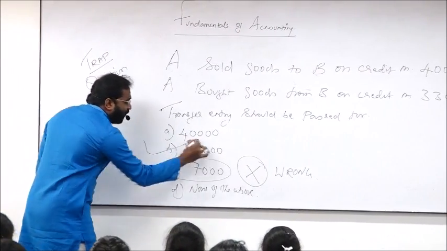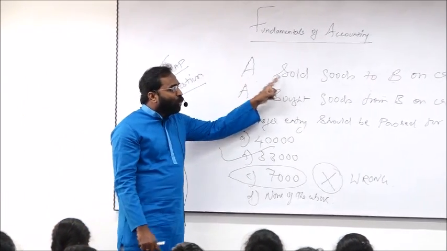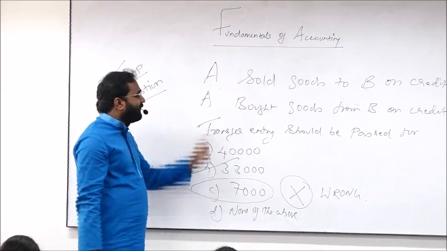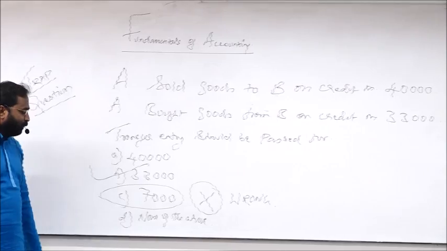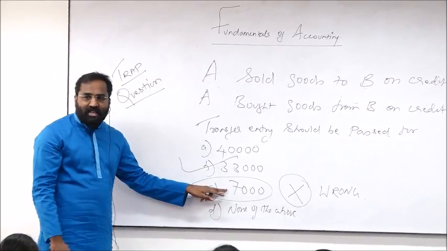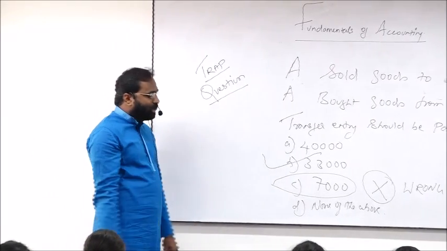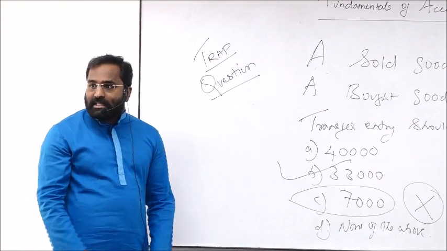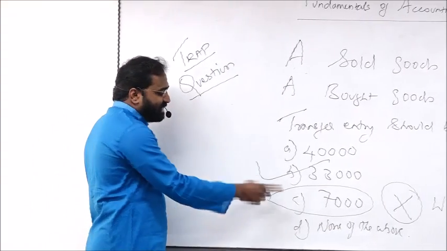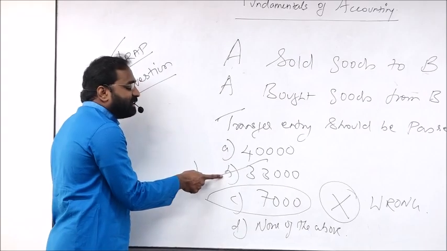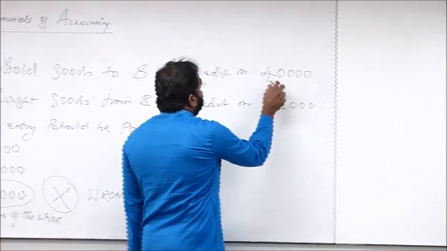Transfer entry should be passed for 33,000. That is the reason this question is called a trap. You immediately come to a conclusion and select a wrong answer. Yes or no? That is a trap. Students will select 7,000, but it's a wrong answer. The correct answer is 33,000.